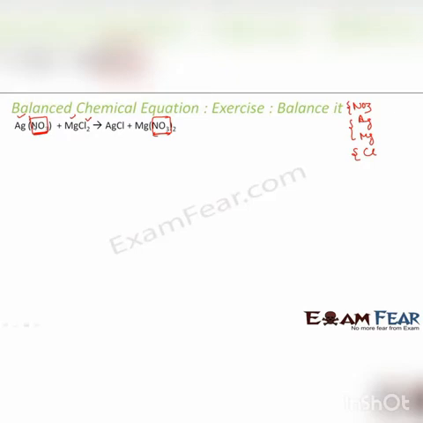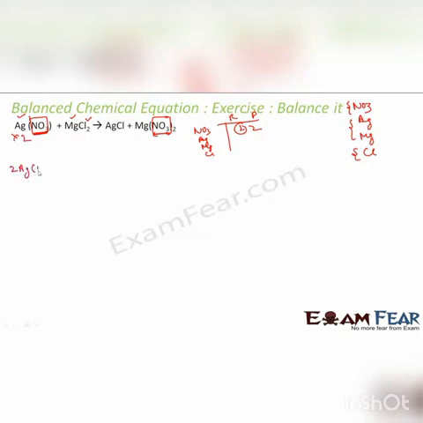So first let's balance the NO3 part if it is not balanced. You have NO3, Ag, Mg, Cl, so we have reactant and product. NO3 is how many molecules? 1. And in the product we have 2. Oops, it is not balanced, correct? So we multiply this with 2.